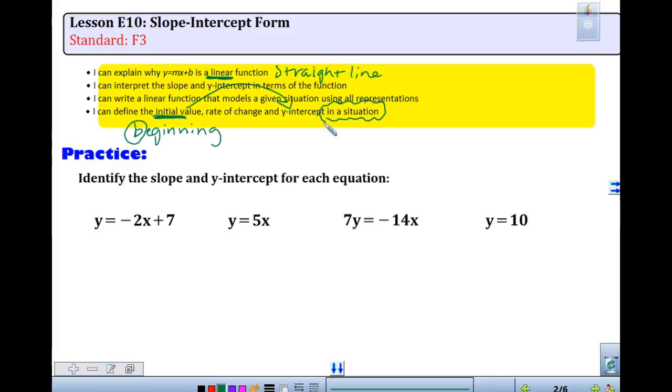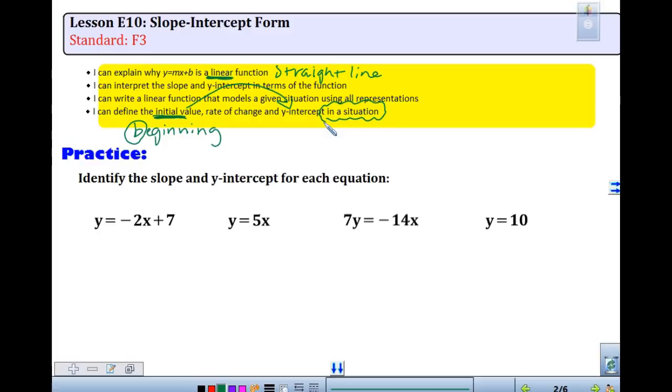A lot of times you'll see word problems on your tests and in your homework. That means you need to not only be able to tell me the y-intercept is 7, or (0, 7), but you also need to tell me what that means. So that means something's starting. There are 7 students in the classroom at the beginning of class. So you need to be able to say not only the answer, but also what that means.